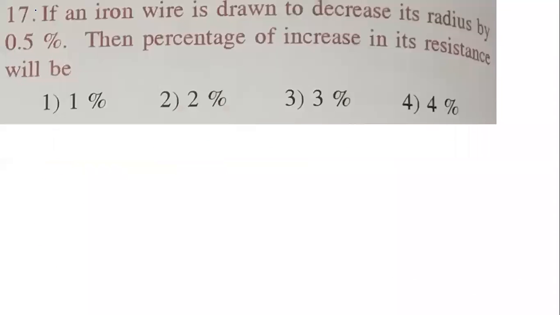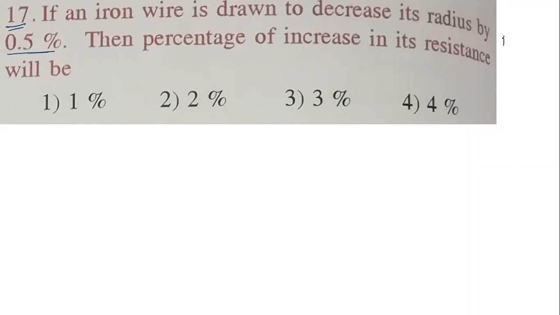Yes, look now. Question number 17. They're given what now? An iron wire is drawn to decrease its radius by 0.5%. Then the percentage of increase in resistance will be?